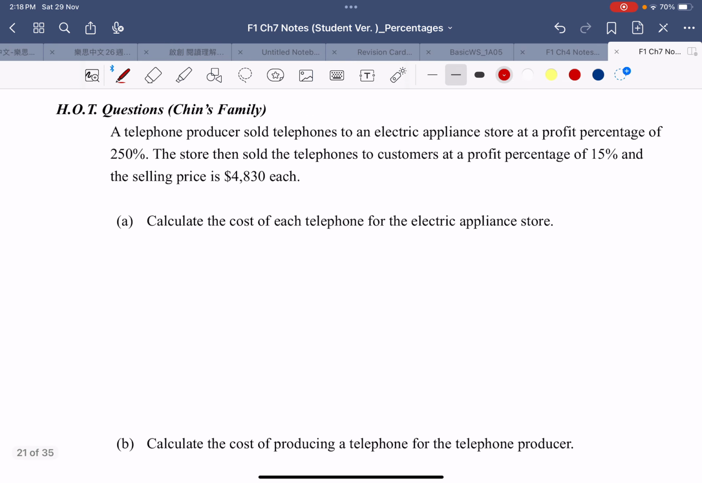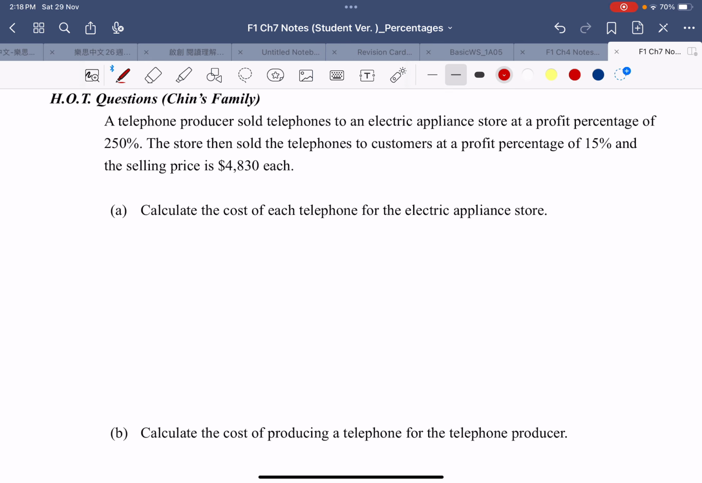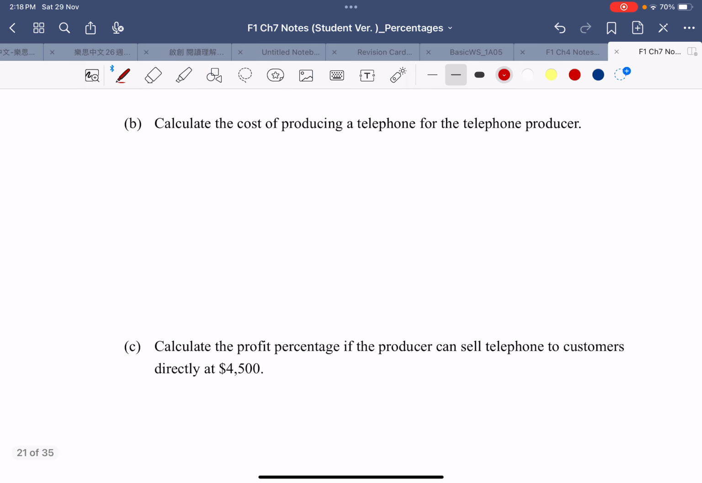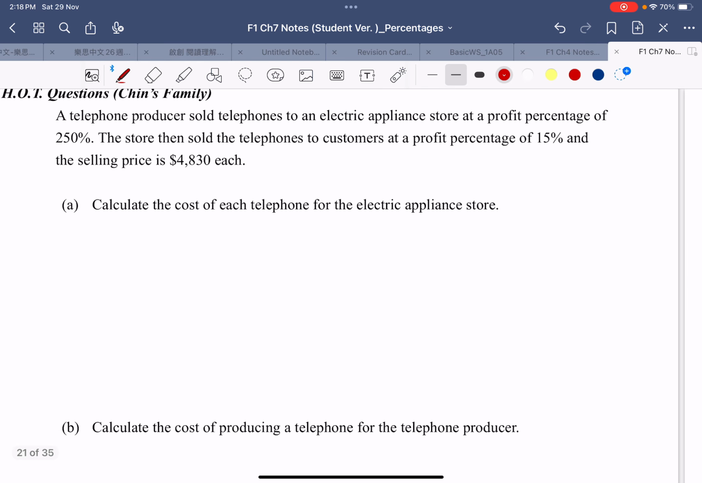Some more questions, maybe more difficult. Okay, just try it by yourself first. Pause it, think about it, do something. And then I will show you the answer very quickly. Read the question, do it.